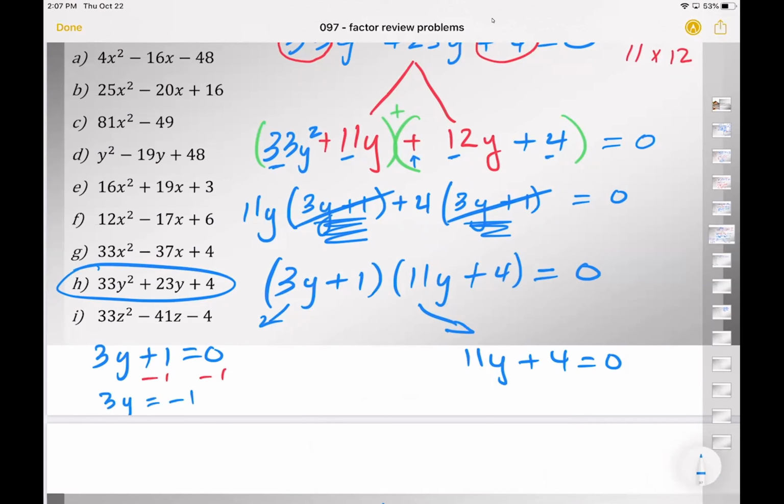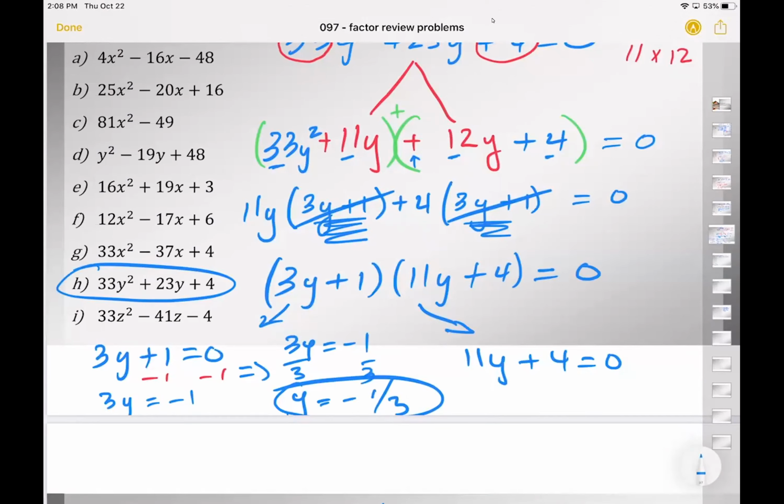I need to divide by 3. So therefore, 3y equals negative 1. I divide this by 3. My y is equal to negative 1/3. So one of my answers is y equals negative 1/3.